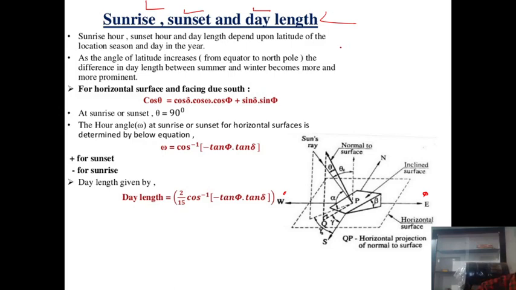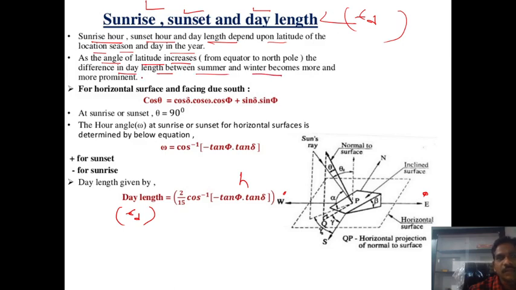Okay, and this day length will be shown by the letter T suffix D guys. What is the unit? The unit of this day length is in hours. Okay, so what is the standard formula here also? Sunrise hour or sunset hour or day length depend upon the latitude, location, season and day in the year. Means what is the latitude will be there on this particular situation, all this definition or this angle will depend. As the angle of latitude increases from equator to north pole, the difference in the day length between summer and winter becomes more and more prominent.